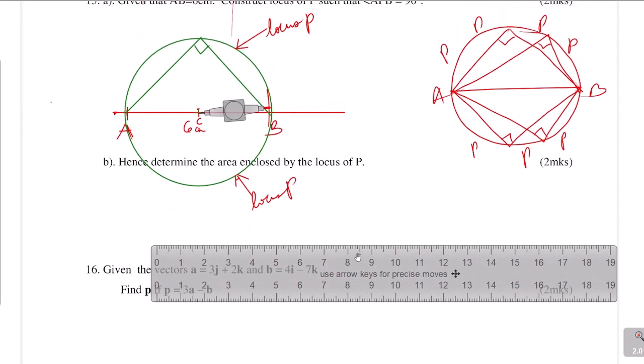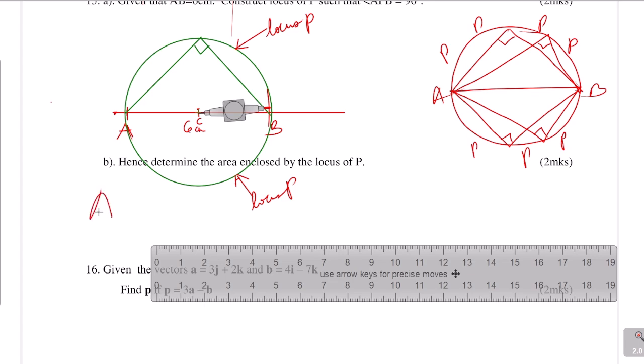So from there, part B, hence determine the area enclosed by the locus of P. Since the locus of P is that arc that I've drawn there, it is the circle. It is the circle with AB as the diameter. So you simply need to get the area of that circle. That is the area enclosed by the locus of P.